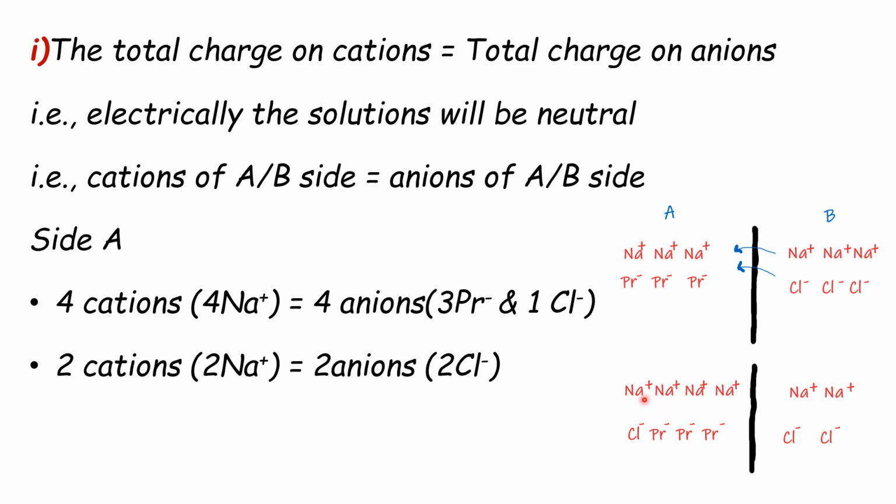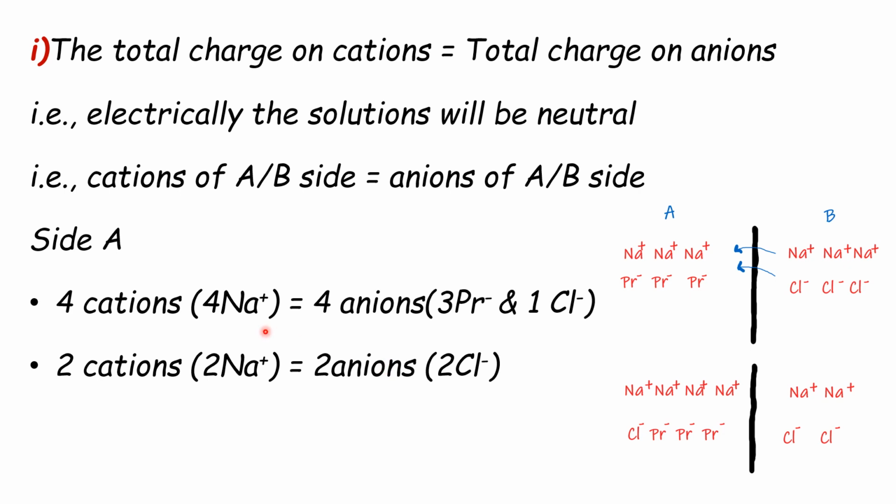So how many cations are there on side A? 1, 2, 3, 4. So there are 4 cations, and these 4 cations are 4 sodium ions. And how many anions on side A? 1, 2, 3, 4. So we have 4 anions. Out of these, 3 are protein, 1, 2, 3, and 1 is chloride. So 3 proteins and 1 chloride. Together there are 4 anions. So they are equal. And on side B, we have 2 cations, 1, 2, and these are sodium ions. And we have 2 anions, 1 and 2, and these are chloride ions.